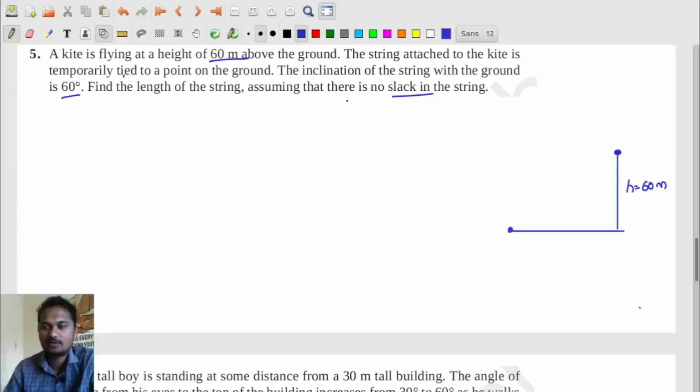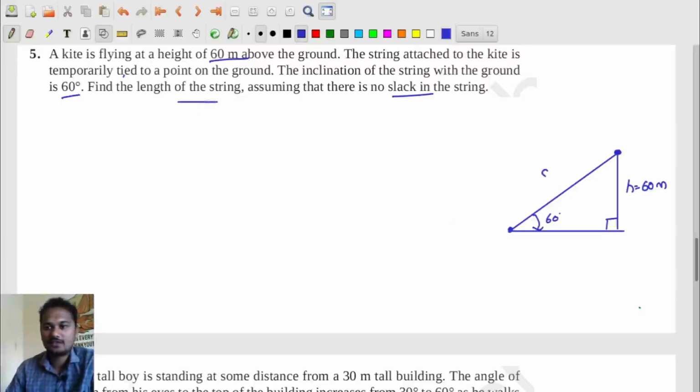So here you will find that there is no slack in the string. So this is a straight line. You need to make an assumption that this string is a straight line. So here again, height is perpendicular, and what is the inclination given here? With the ground, 60 degrees. The inclination made by the string with the ground is 60 degrees. Okay, so find the length of the string.